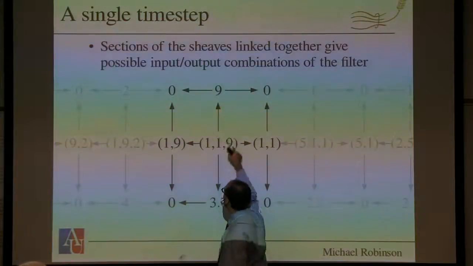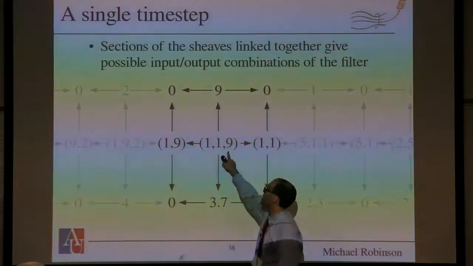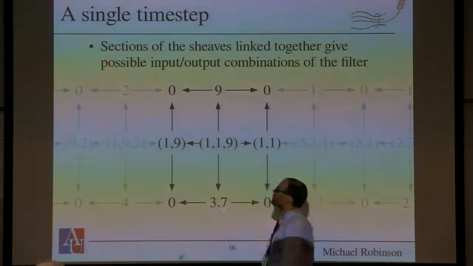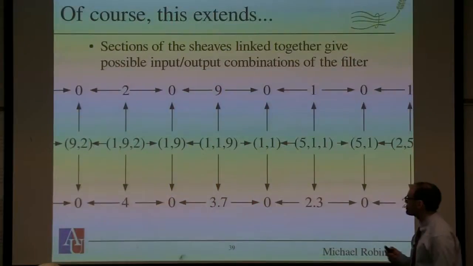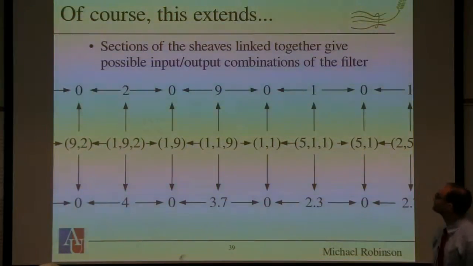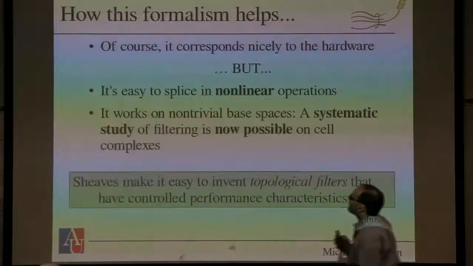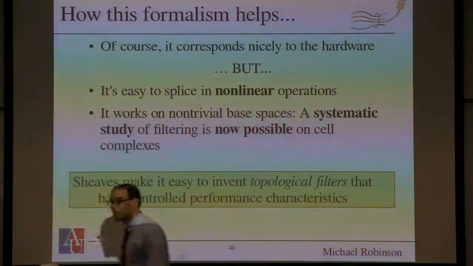Notice how it ties to the input, and the average of 1, 1, and 9 is 3.7. Cool, OK. And of course, this extends. So that's kind of handy. Now, you might say, all right, why do this? I mean, it's a neat theorem.